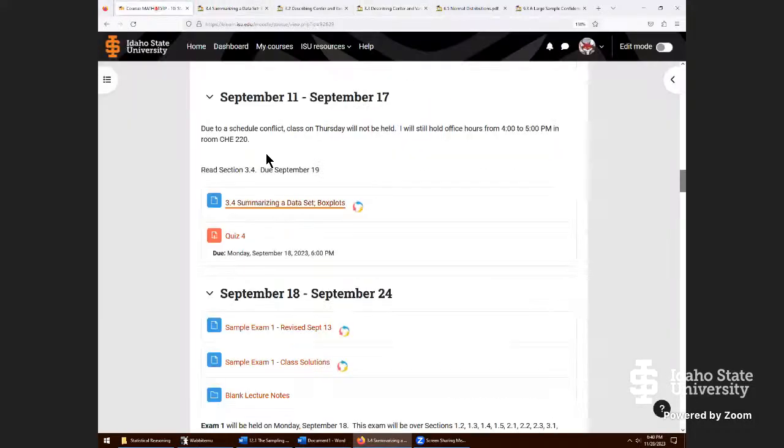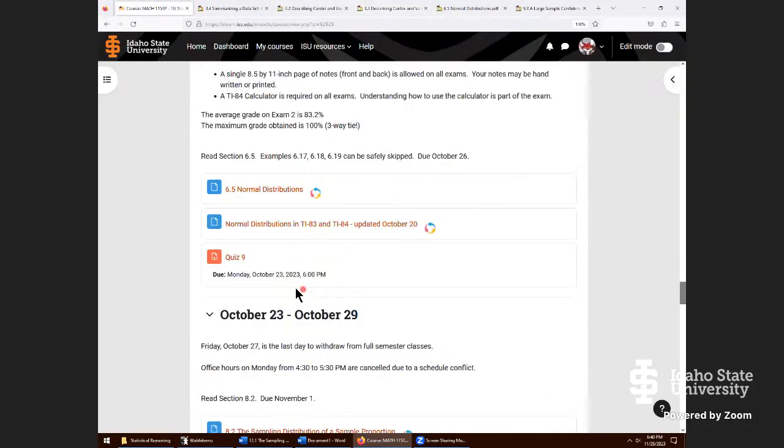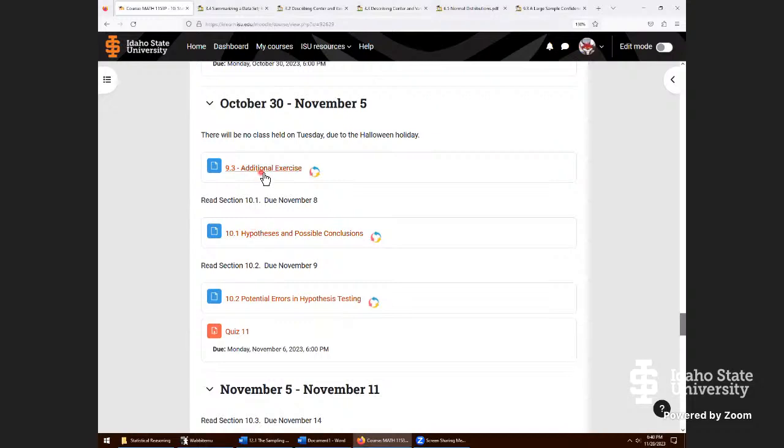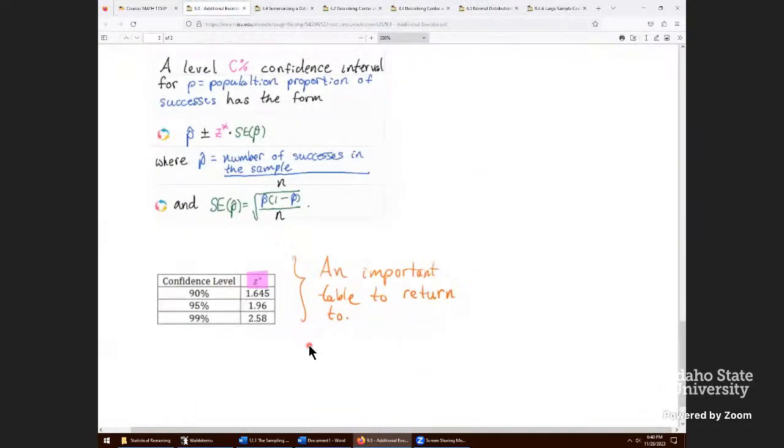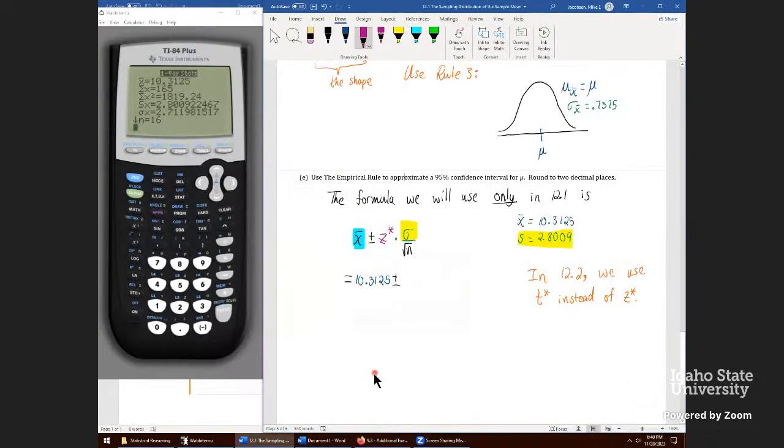But just for emphasis, let me show you where you ought to look. Go to section 9.3. And this table still continues to be very valuable. Not as much in chapter 12. We're only going to use it once in chapter 12. But in the final exam, I would definitely want this for anything related to P hat. At 95% confidence, we'll use 1.96.